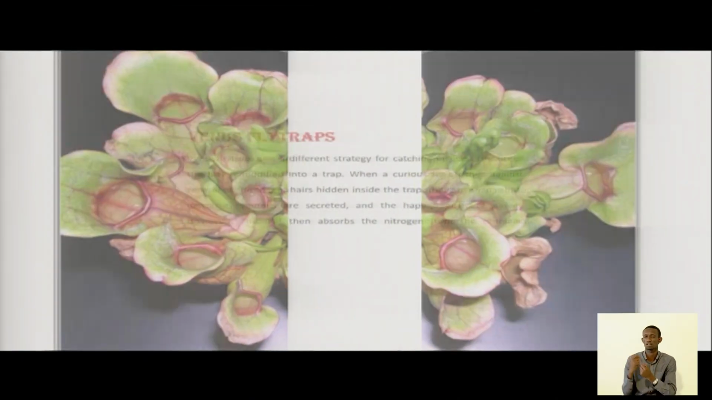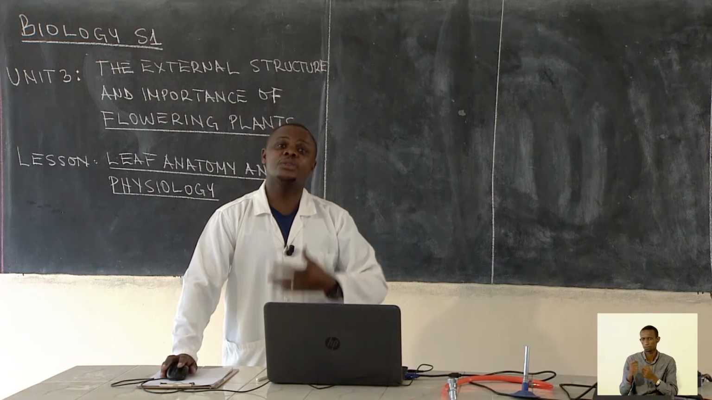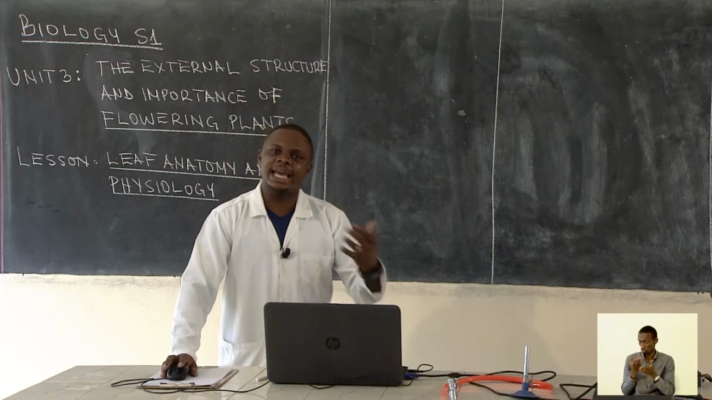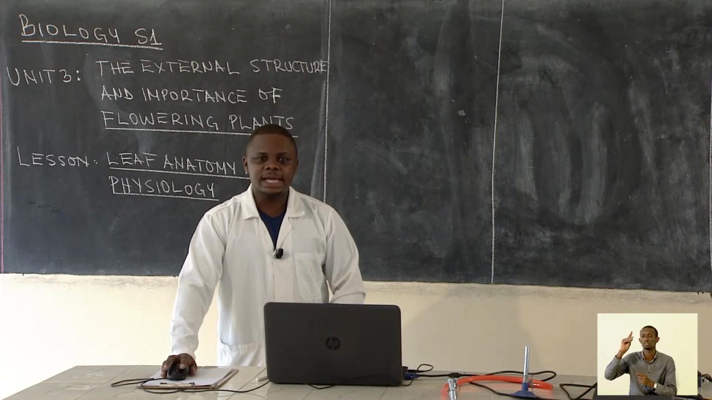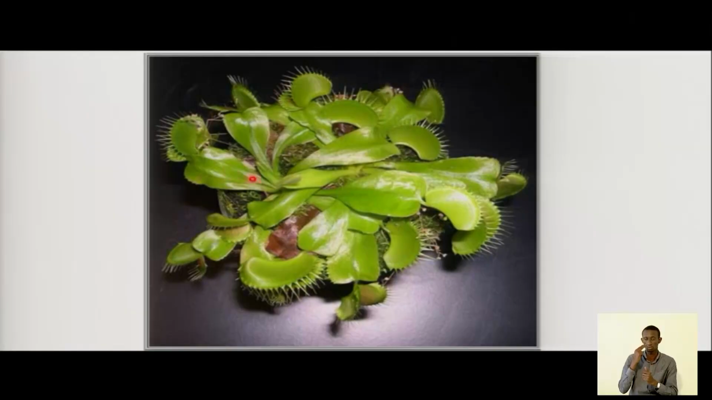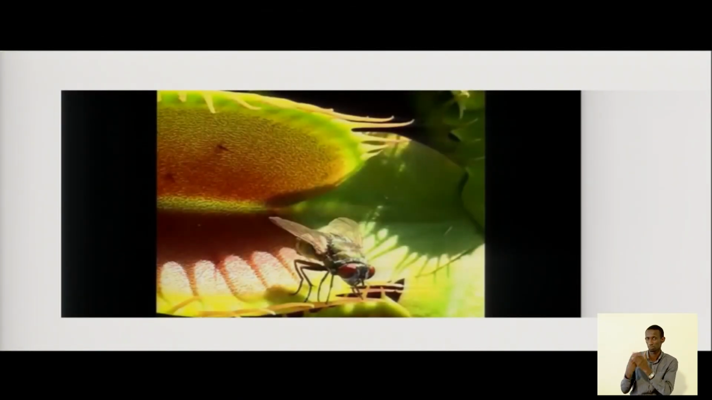We also have what we call Venus fly traps. This is another type of plants which is very important in trapping insects, which are used as the source of nitrogen, which forms enzymes, DNA, and chlorophyll. Let us have a look at the plant. This is how the plant looks like, and this plant is able to trap insects.